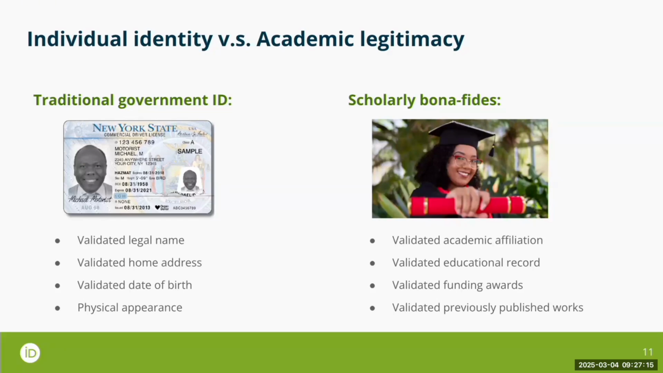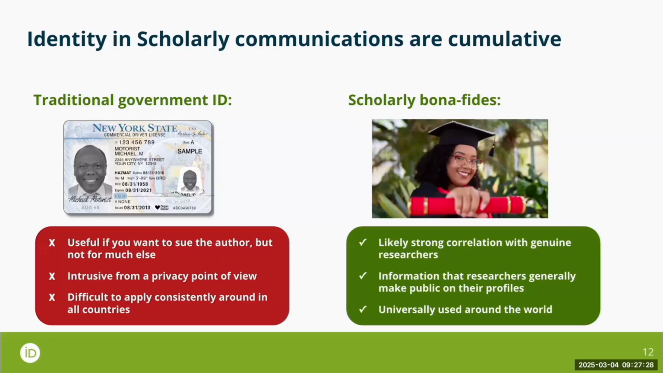It's important, in addition to, of course, the traditional way about validated academic affiliation or research outputs, funding records, that's what really matters in the scholarly world. And to be further illustrated, identity in scholarly communication is cumulative. What does that mean? Of course, the traditional government way to really know the researcher, the legal identity, is important, but it may not be really useful in a scholarly world.